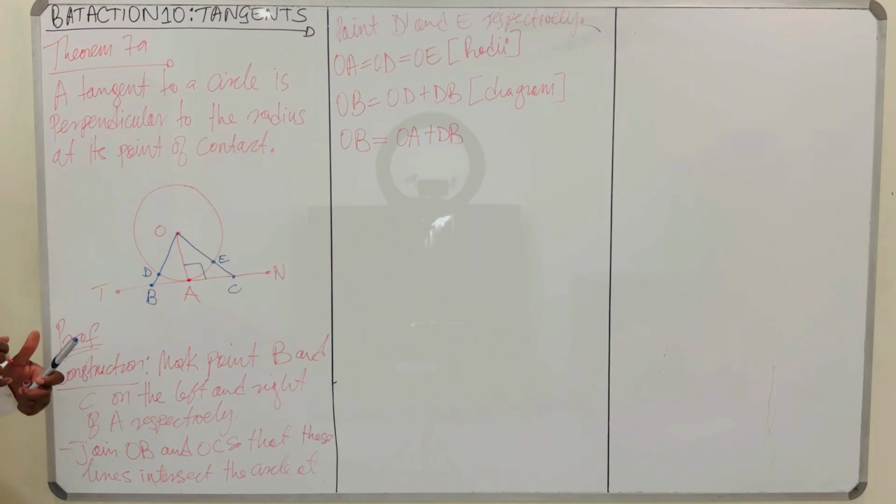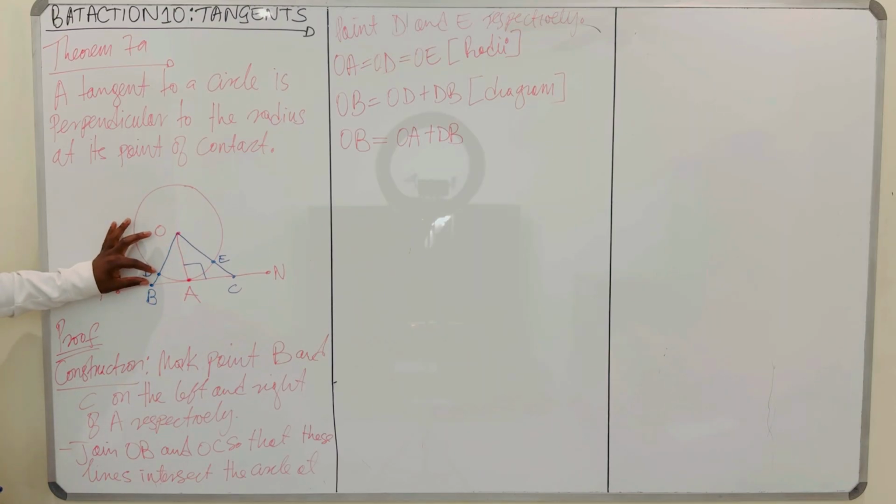Is that OB? OB is called OD plus DB. Do you agree with that? Yes. But this is called OA. So which means your OB is called OA plus the small portion over there. Do you agree? Yes.